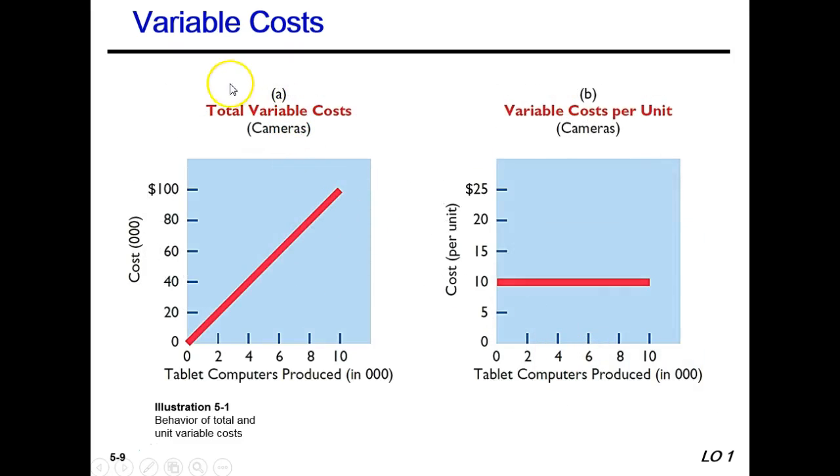So, here is the number of tablet computers produced. Okay? As it increases, the total cost is going to increase. These are total costs; per unit, the cost stays the same.